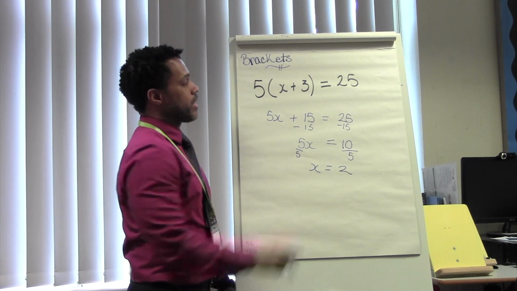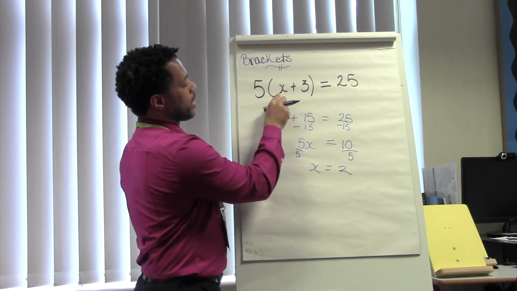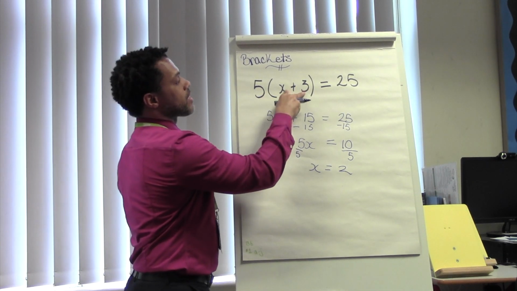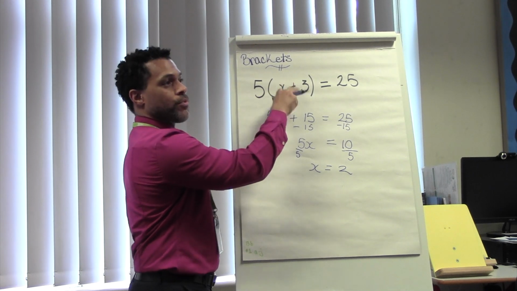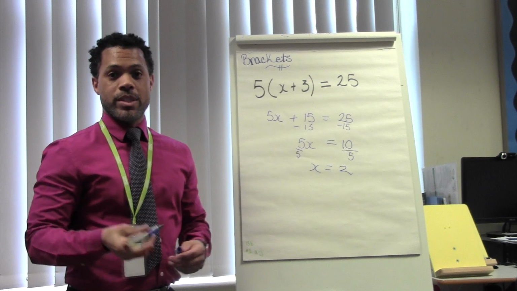How do we prove that it's right? Let's plug it in. So if this x was 2, it would be 2 plus 3 gives you 5. And whatever's inside the bracket, you have to multiply by 5. So 5 times 5 gives you a product of 25.